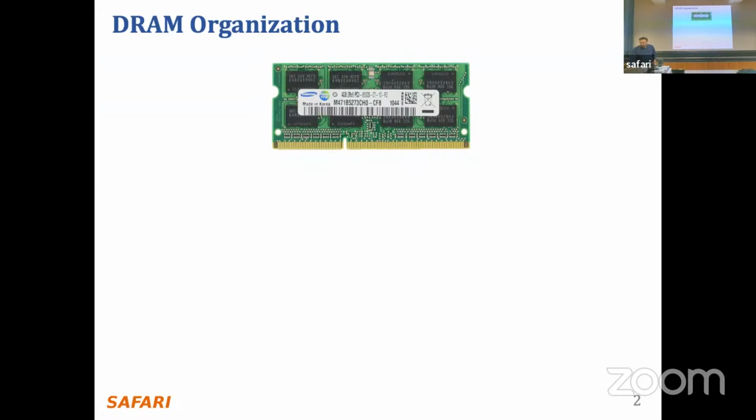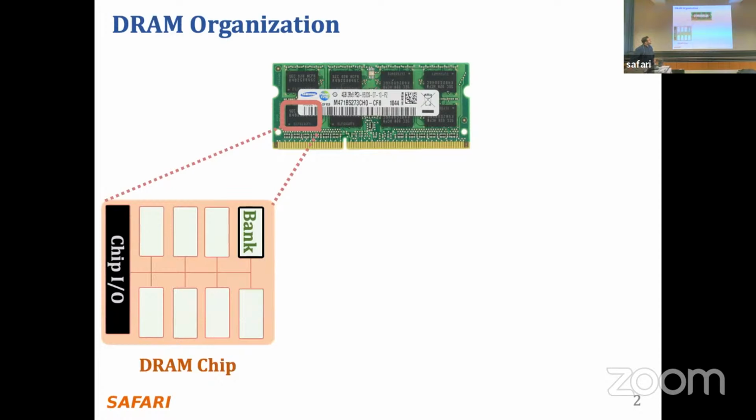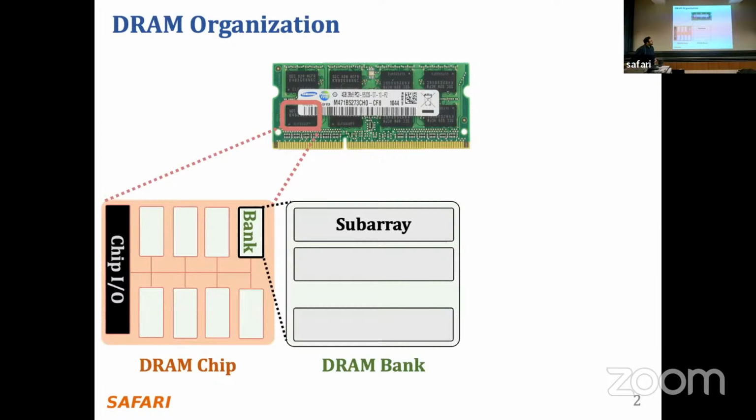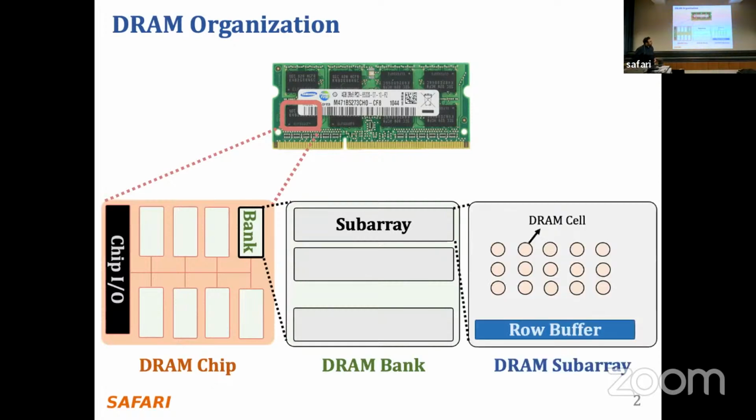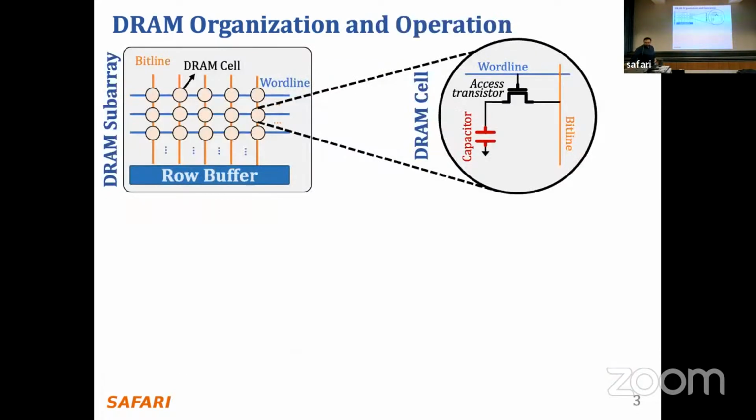Okay, so we have a little bit of DRAM background again. This is the DRAM module, as you know from the past, and in each chip in this module, we have multiple banks, and each bank has multiple subarrays. Within a subarray, we have two-dimensional DRAM cells that are accessed at row granularity using word lines, and each cell is connected to the row buffer using bit lines. Here's a DRAM cell. We have a capacitor and an access transistor connected to a bit line, and the access transistor is driven by the word line.